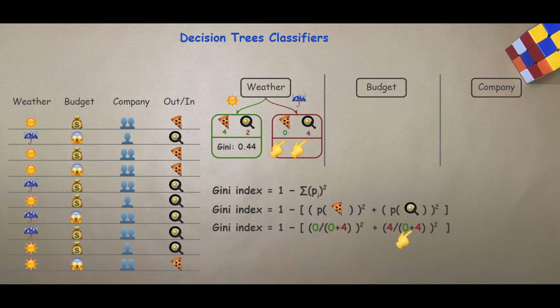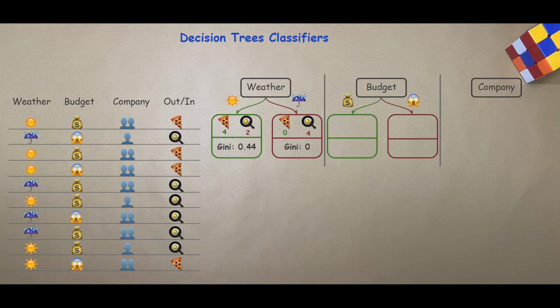4 pans over 4. And we get a Gini index of 0. This means that the red node is pure, which is evident by having only one class in there, pans. So we will write it there and we will come back to it later. So the decision tree will jump to the second potential question to assess it.